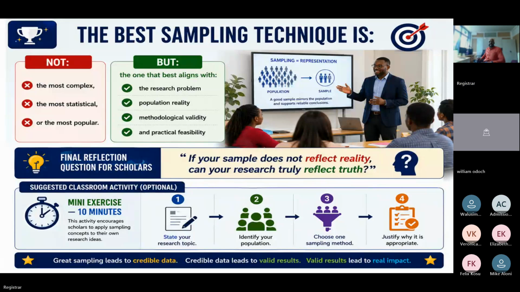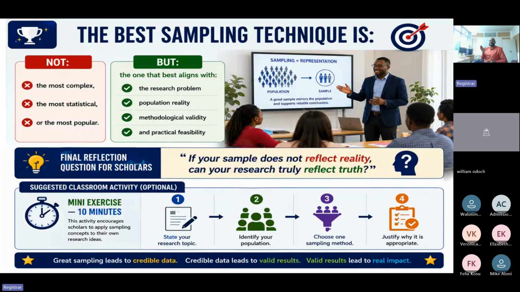The last slide. What is the best sampling and what is not? Don't make it so complex. Yeah? Simple. It should suit your research problem. No need that it is extremely statistical. It should not be extremely popular.